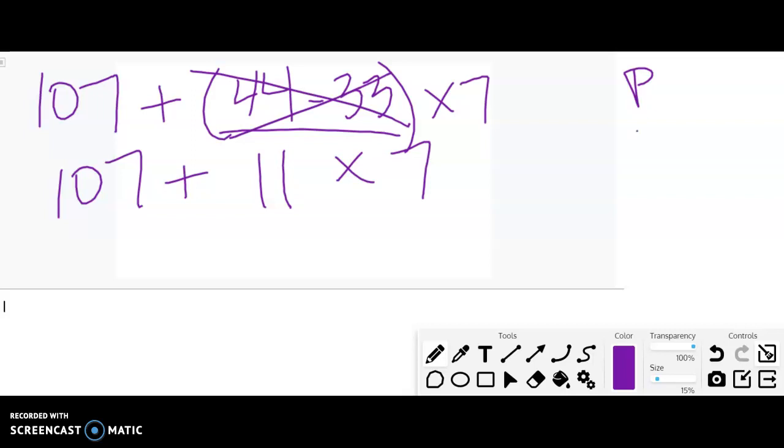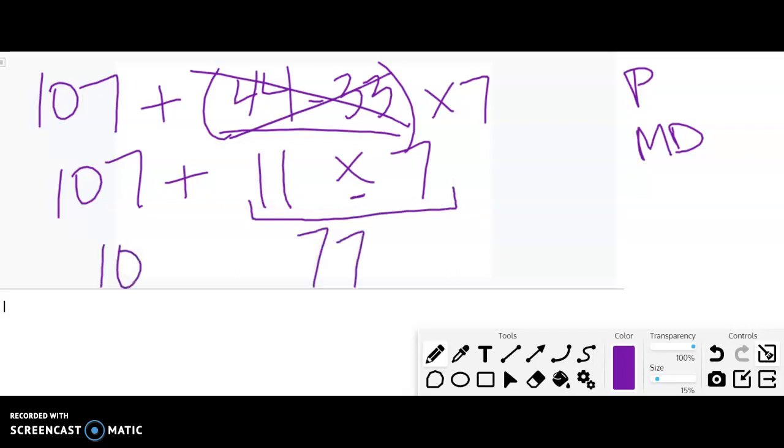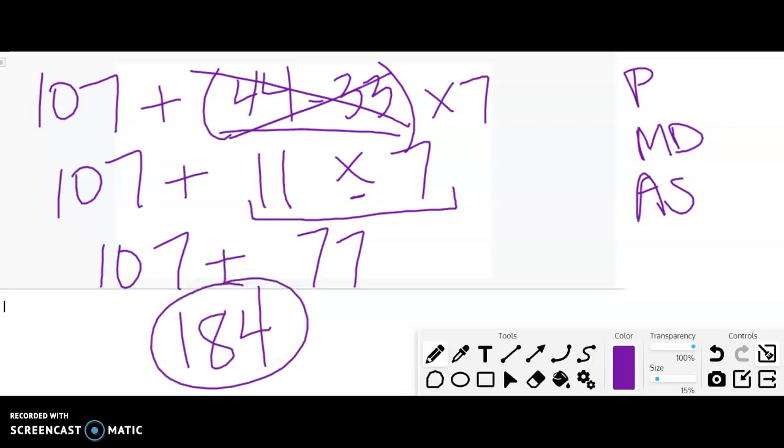Now, I don't have any exponents, so I need to look and say, okay, multiplying and dividing. Well, here's multiplying, so I do 11 times 7. So I get 77. Then I still haven't used that, so I still copy that back down. Notice I don't write the 11, the times, or the 7. Now I don't have any more multiplying and dividing, so I do my adding and subtracting. There's just addition. 107 plus 77 is 184. So that is my answer to what this expression equals.